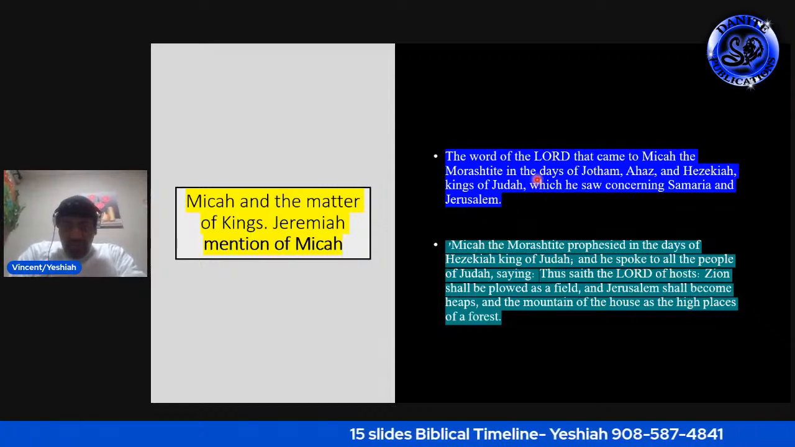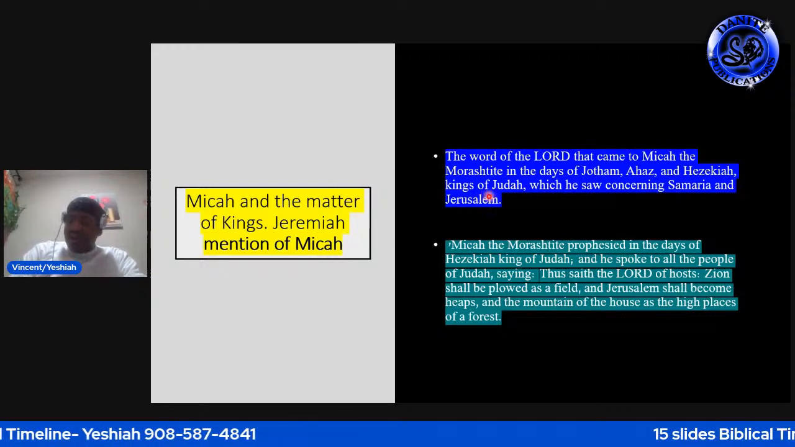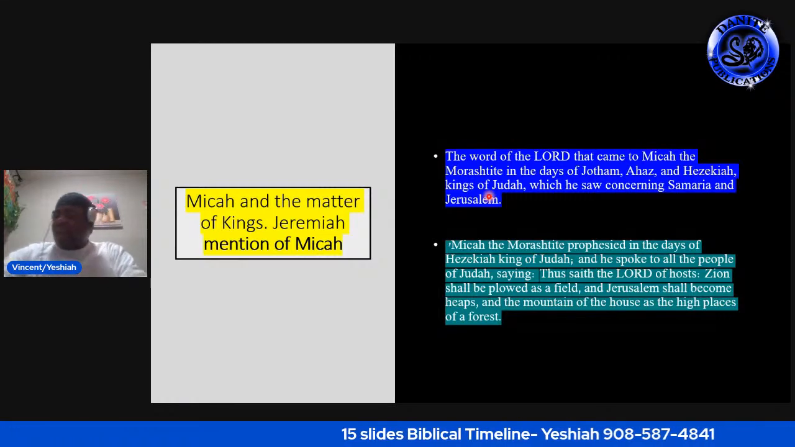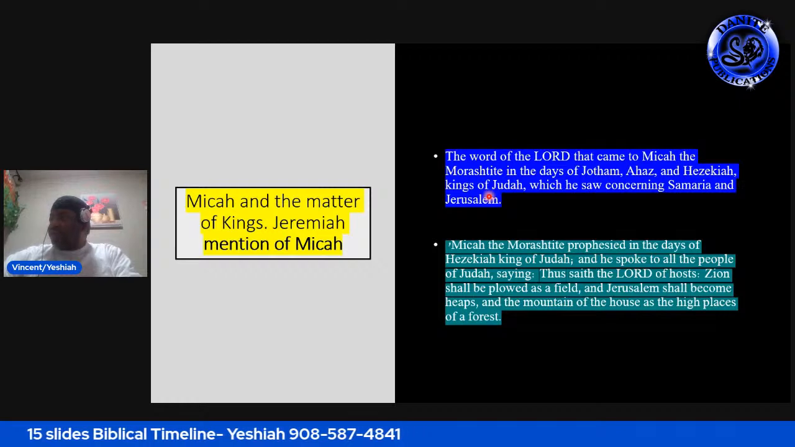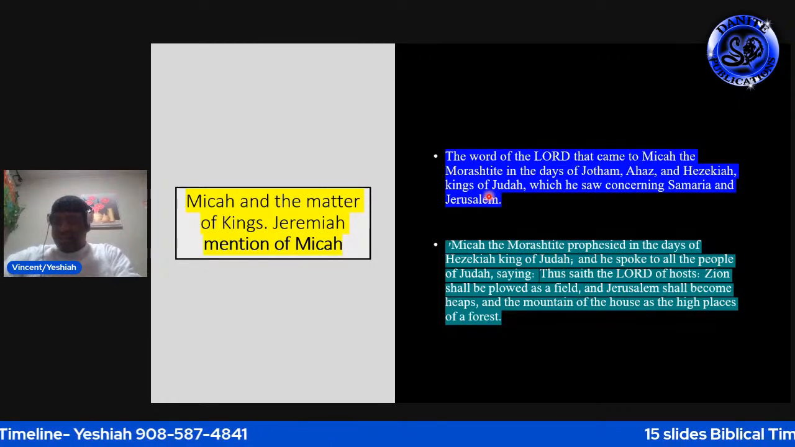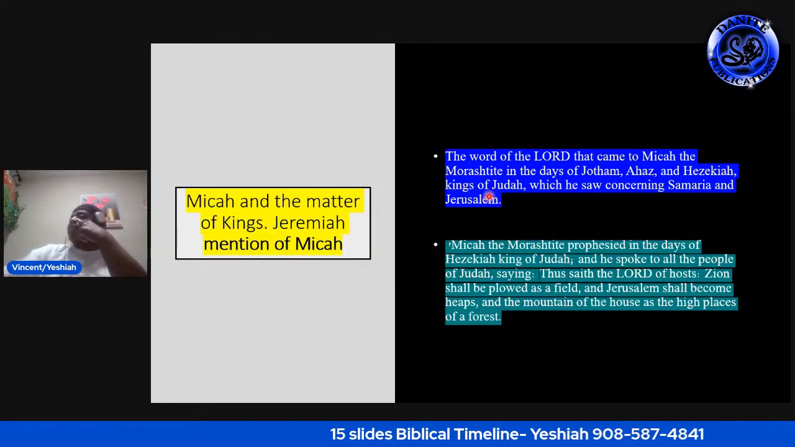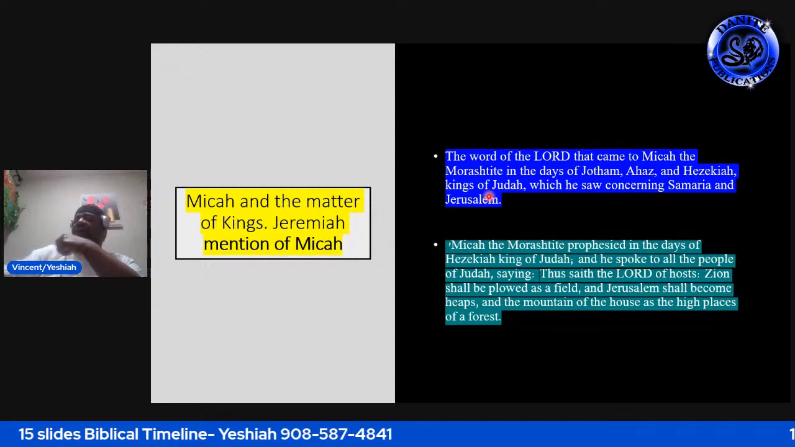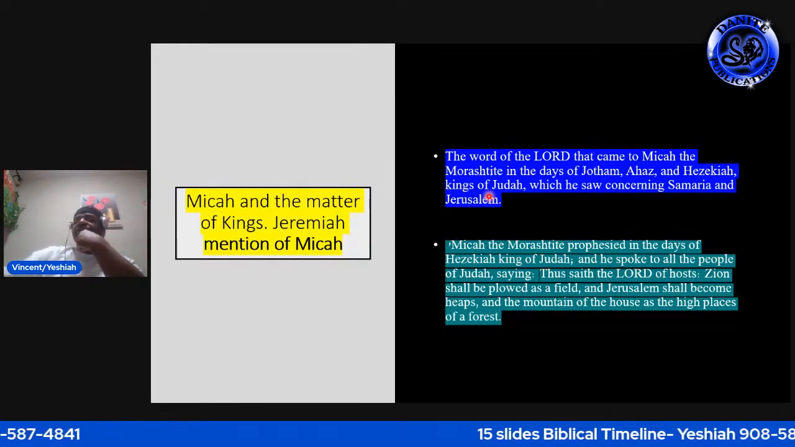And it says, Micah in the days of Jotham, Ahaz, and Hezekiah, the kings of Judah, which he saw concerning Samaria, which was the capital of the northern kingdom, and Jerusalem, which was the capital of the southern kingdom. Okay? The original capital, correct me if I'm wrong, of the northern kingdom was Tirzah. But Ahab made Samaria later on the capital where he put his idols that Israel began to worship.